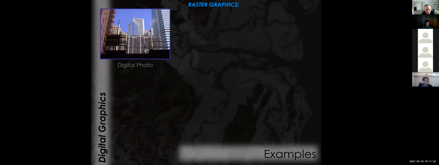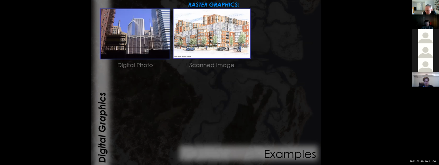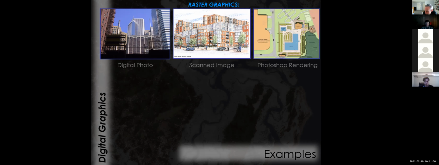So some examples of raster graphics include digital photos. When you take a digital photo with your phone, for example, it's collecting light information and converting that into colored pixels on the sensor. So it's just a grid of colored pixels, which is a raster graphic. A scanned image is basically the same idea, but using a scanner bed. Photoshop is also a raster graphic tool, so any kind of renderings that you might create in Photoshop are also raster based.